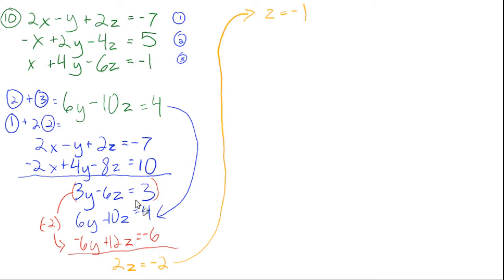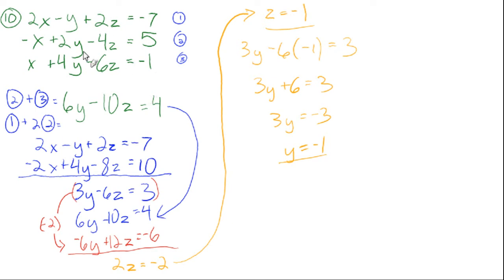So when we use this equation here, we have 3y minus 6 times negative 1 equals 3. So that negative 1's going in for z into this equation right here. And next, we get 3y plus 6 equals 3, 3y equals negative 3, y also equals negative 1. And lastly, we have z and we have y.